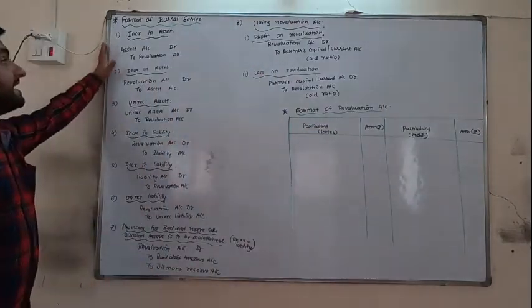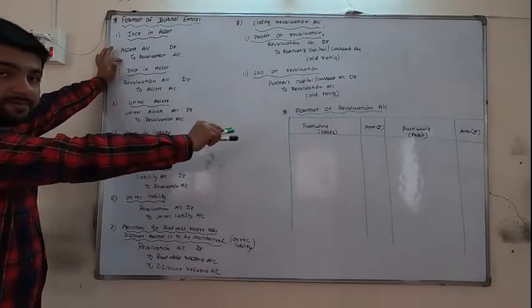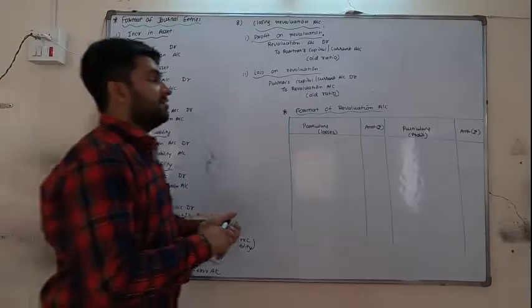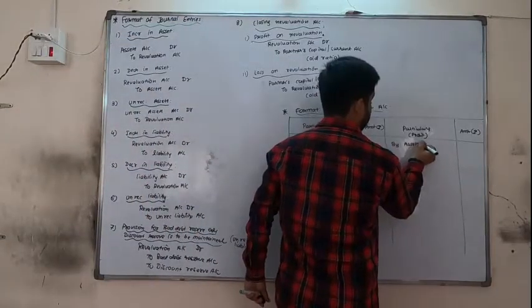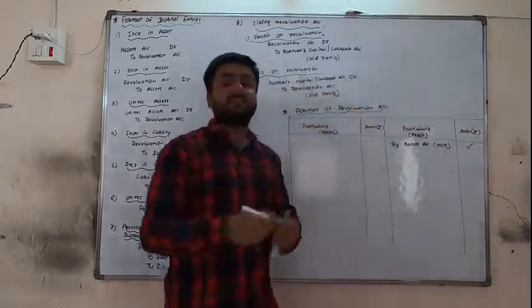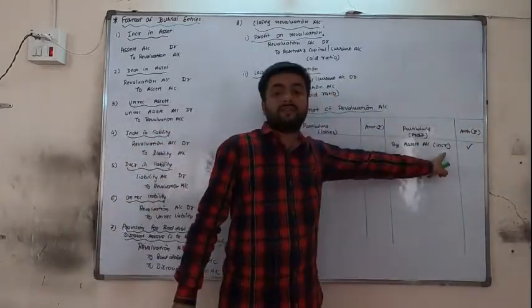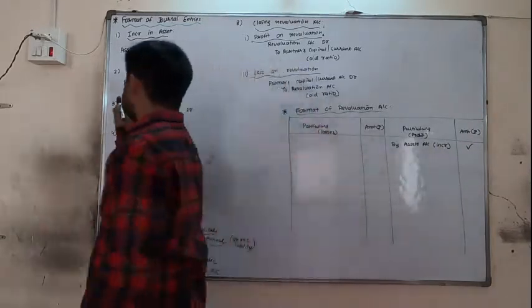Posting the first entry, assets account debit to revaluation account. So revaluation is credited, we have prepared the revaluation account. So on the credit side of the revaluation account, we will write by assets account, and in brackets we will write increase, so that we can understand that assets are increasing. We write it here because we are getting profit by increasing asset.